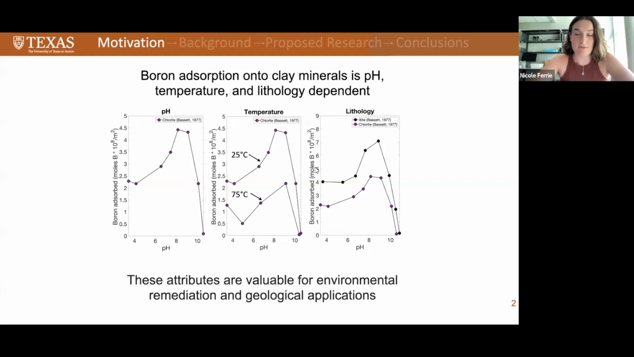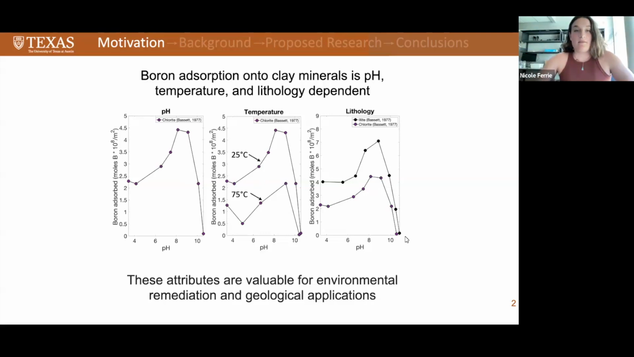In the middle here, we have temperature. So here I have boron adsorption at 25 degrees Celsius and then boron adsorption at 75 degrees Celsius. Boron adsorption decreases with increasing temperatures. And then with lithology here, I have boron adsorption on two different clay minerals. One is illite, which is the black here, and then the other is chlorite, which is the purple here. Illite adsorbs more boron than chlorite does.